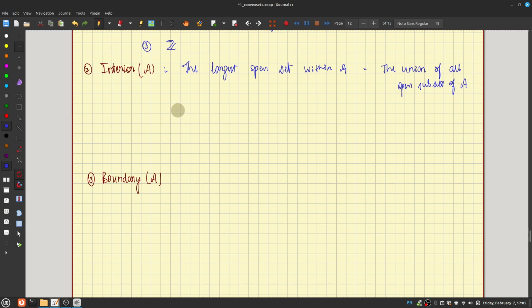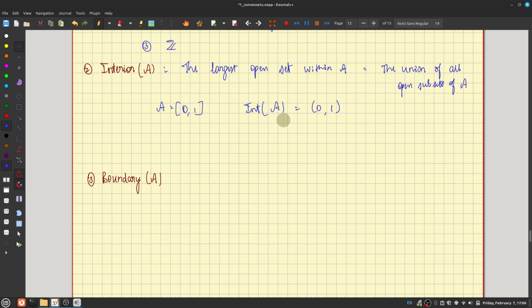So the interior is the union of all open subsets, or the largest open set within A. Again, quick examples. Say I take the set [0, 1]. What is the interior of this set? It is the open interval from 0 to 1.